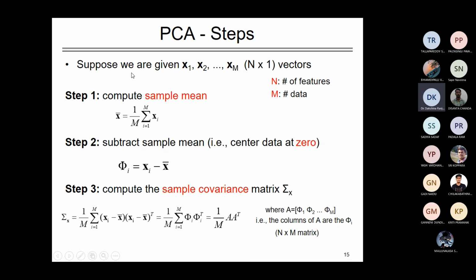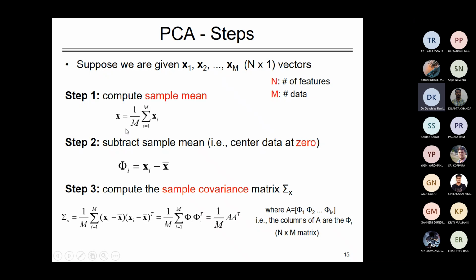Initially, we consider a given feature vector x1 to xm. Here n is the number of features and m is the number of samples. So we are considering m samples with n features. In the first step, we have to compute the sample mean, and in the second step we will subtract the sample mean.